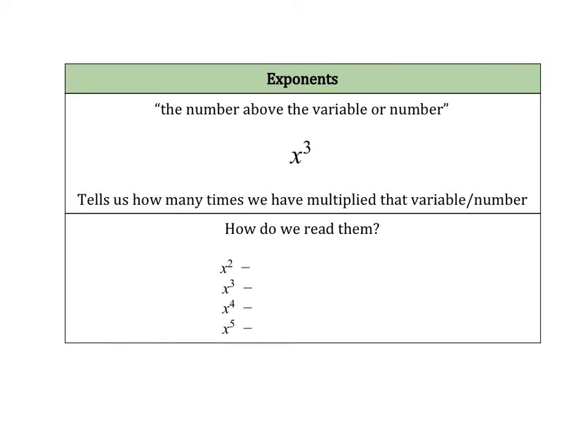Okay, so now we're going to talk about what's called an exponent. So the coefficient was the number in front of the variable. The exponent is the number above the variable or number. So you see exponents up here. So the x is still the variable, and the 3 is my exponent.